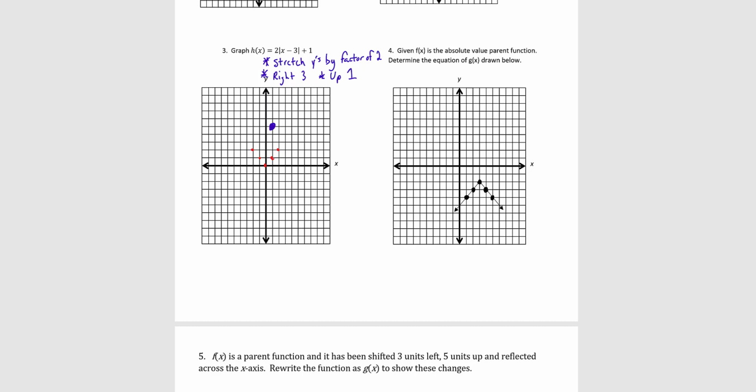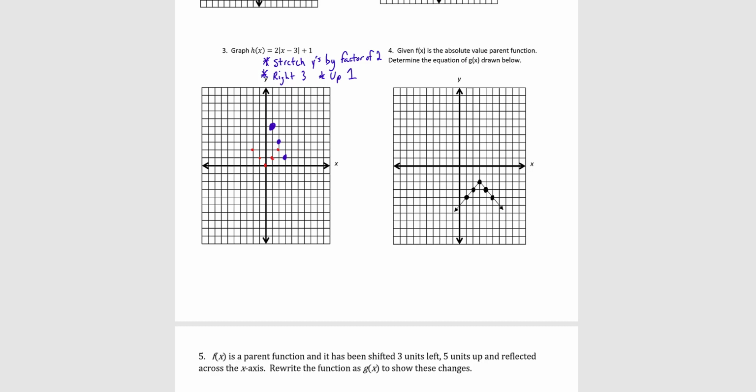This next point is 1 above the x-axis. So when I stretch it, it's now 2 above the x-axis. And I'm going to go right 3 and up 1. This origin point can't be stretched since it's already on the x-axis and its y-coordinate is 0. So I'm just going right 3, up 1.